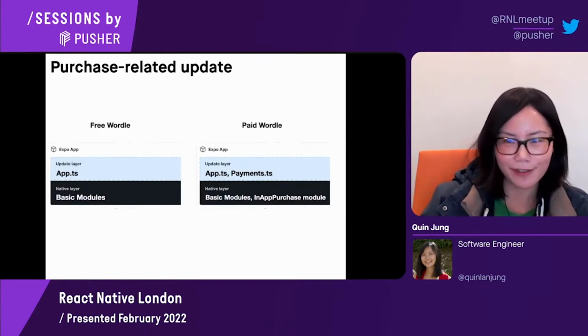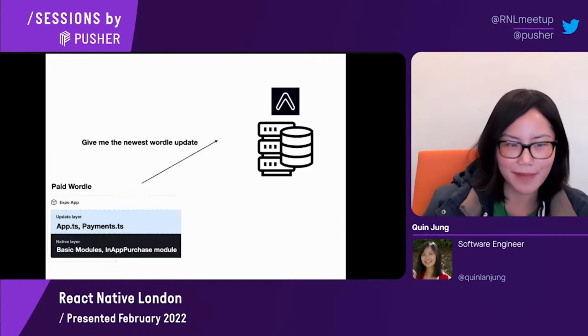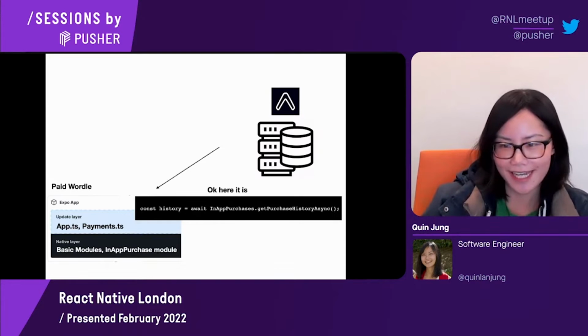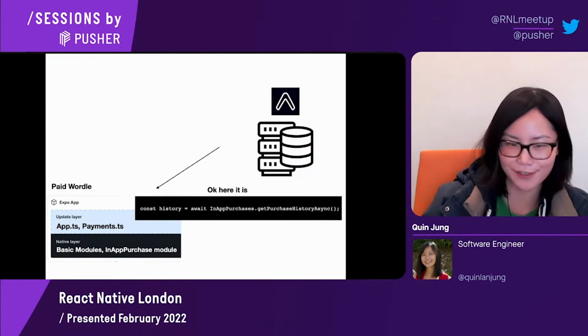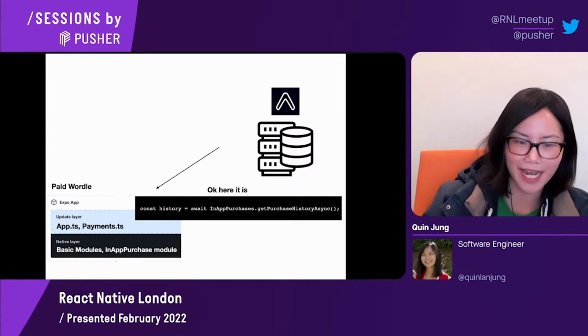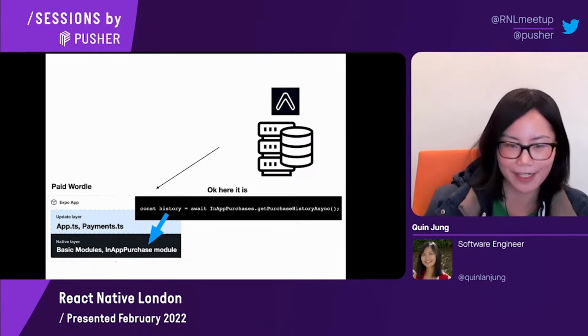All right, so as we've gone over the differences between the two app binaries, let's take a look at what happens under the hood. Imagine someone is running paid Wordle. When they open up the app, they're going to be asking our servers to give them the newest Wordle update. We're going to take a look and see that, hey, you have published the purchase history feature recently, so we're going to send it down to you. When that code is run on the paid Wordle app, it's going to call into the in-app purchase native module. And depending on if you're on Android or iOS, it'll run the respective Kotlin modules or the Swift modules.